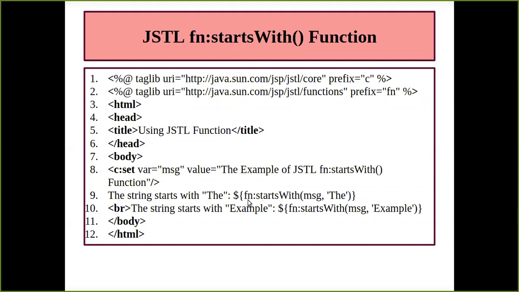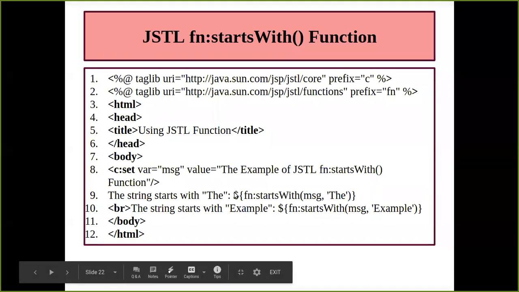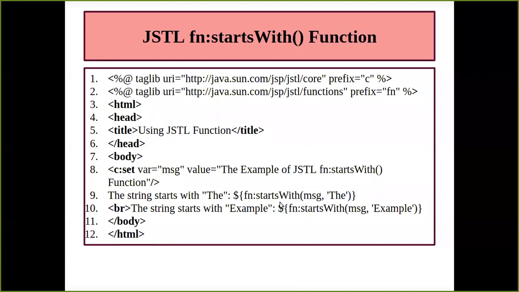If you want to write an expression language, how do we identify it? Whenever we start with this dollar symbol, it says that we are writing the expression language. So what was the syntax for writing the expression language? With a dollar sign, and in the curly brackets you can write the expression. In the curly brackets we write the function which we want to use. What is the syntax of writing any tag or function in your JSP? You write the prefix first, that is fn.